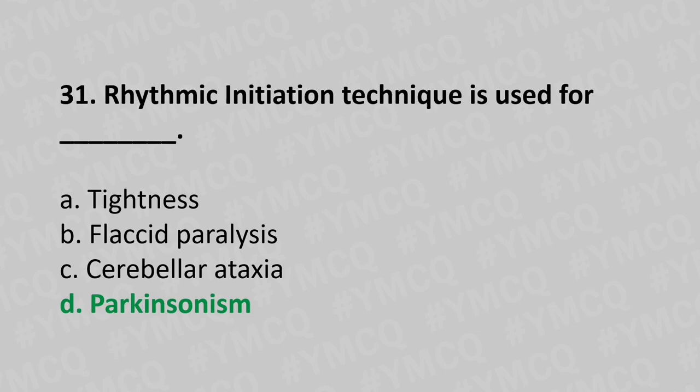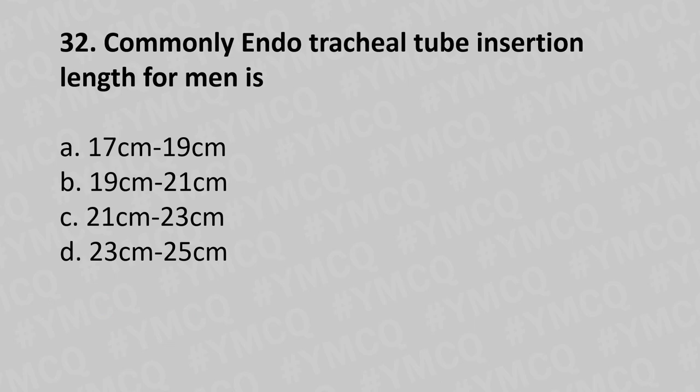Moving to our 32nd question. Commonly endotracheal tube insertion length for men is option A, 17 to 19 cm. Option B, 19 to 21 cm. Option C, 21 to 23 cm. Option D, 23 to 25 cm. And the answer is option C, 21 to 23 cm. Moving to our 33rd question.